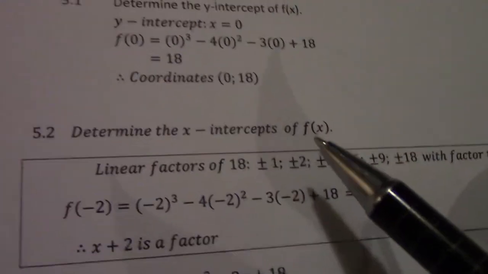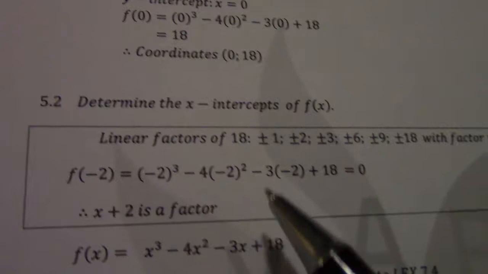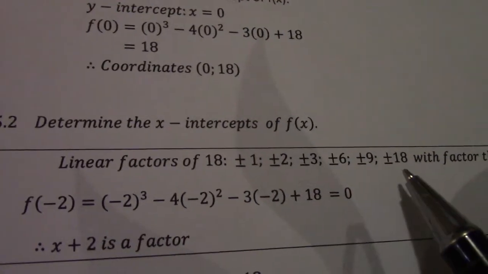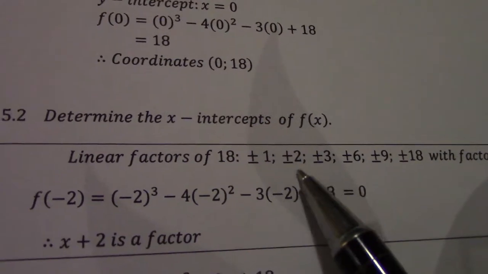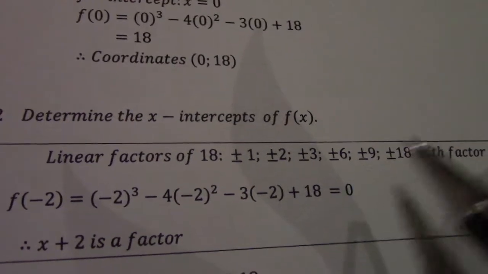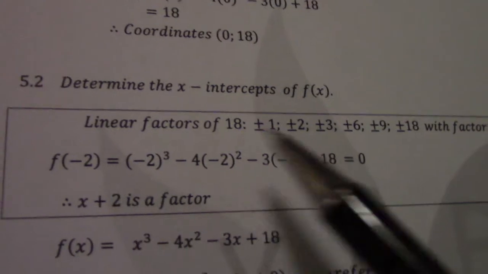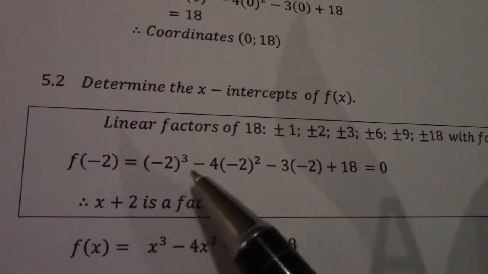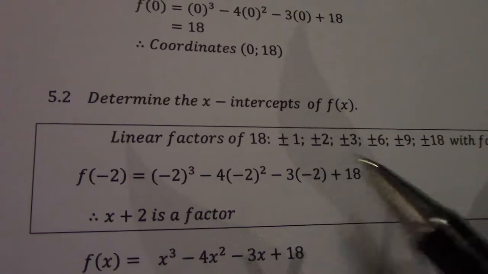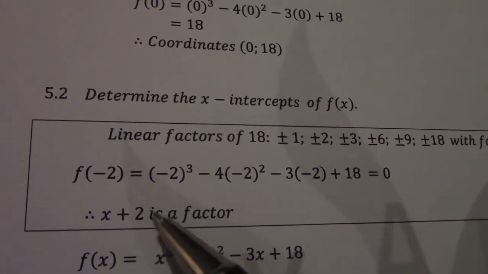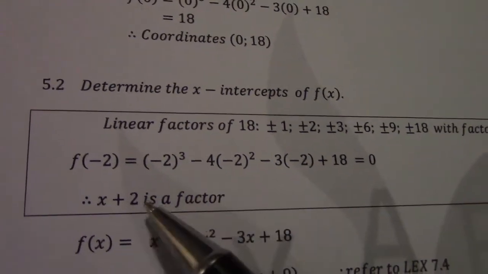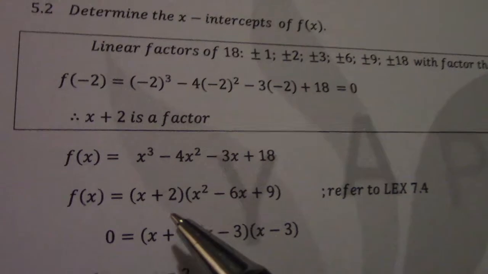Determine the x-intercept. First we have to find the linear factors of 18, so those are all the values we will test: plus minus 1, plus minus 2, plus minus 6, etc. When we test, the first one that I tested, when I put in minus 2, it gives me 0. So I should know then that x plus 2 is a factor. Now I'm required to factorize it to find my x-intercept.